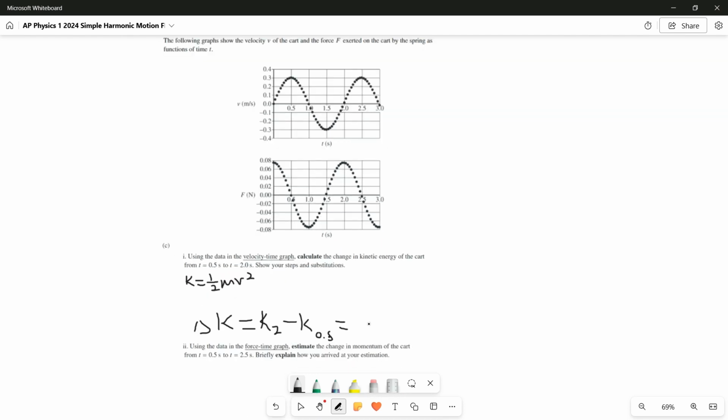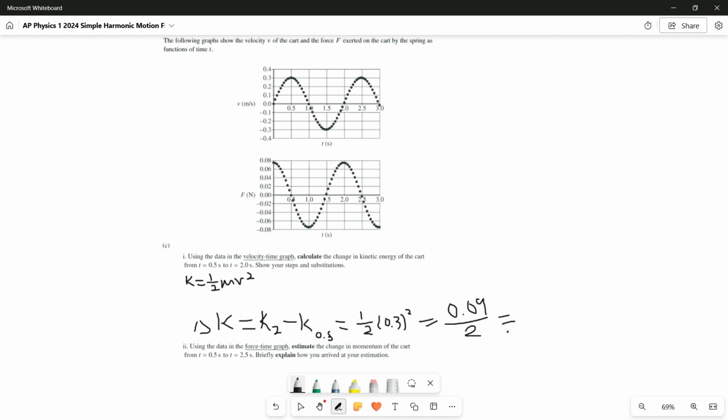So that would be 1/2 multiplied by 0.3 squared. And we would get that, well, basically this would be 0.9 divided by 2.